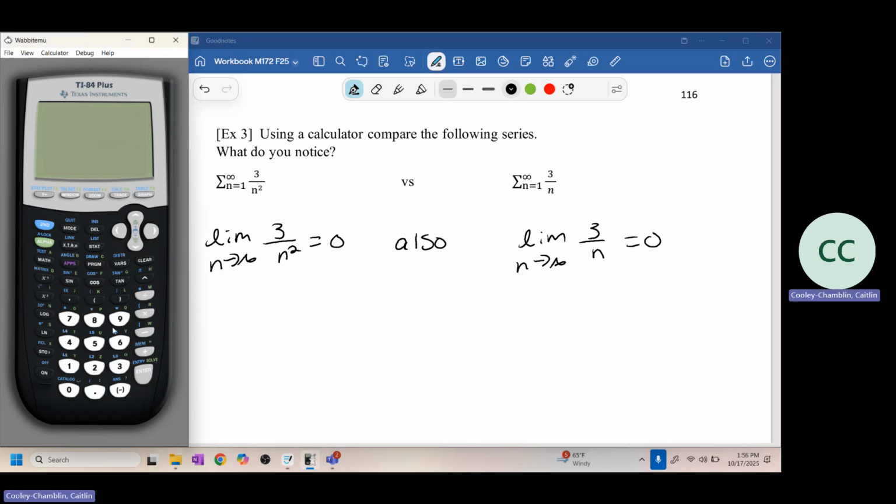We can do this on our calculators. What I'm going to do is look at the limit as t goes to infinity of the summation of n equals 1 to t of 3 over n squared.